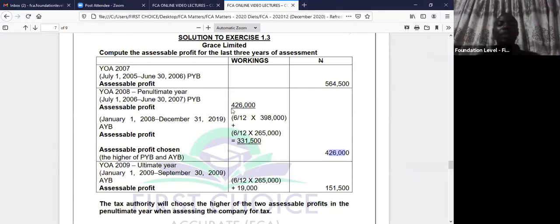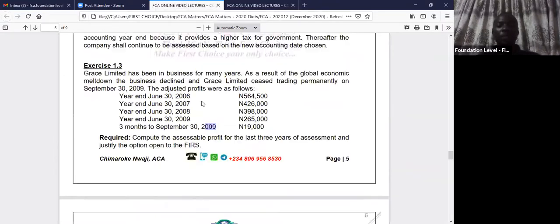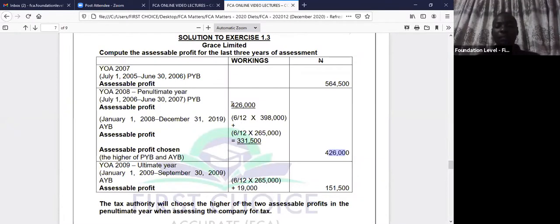Now look at the preceding year basis. It was given to us here, which is this figure, because 2008 is the preceding year basis. So the penultimate year, 2008, will be based on this year of assessment. Preceding year basis will be July 1 to June 30th. So it will be this figure. That's what we have here.